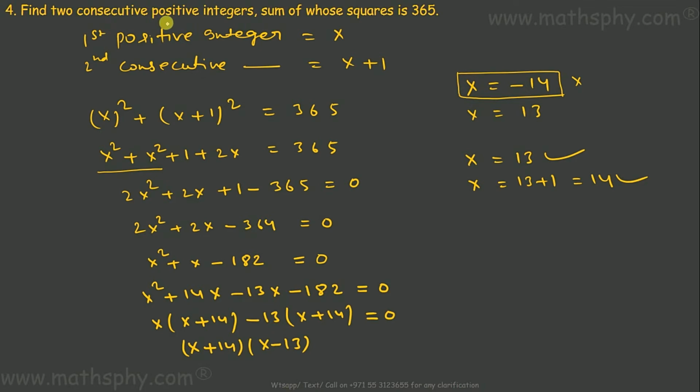It was asking for positive integers. Here what we found out was negative 14, which is a negative integer. That is not possible. So we take x as 13, and the second consecutive positive number would be 13 plus 1, which is 14. That's the answer here, 13 and 14. Alright?